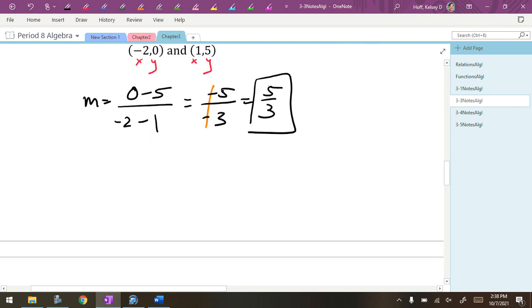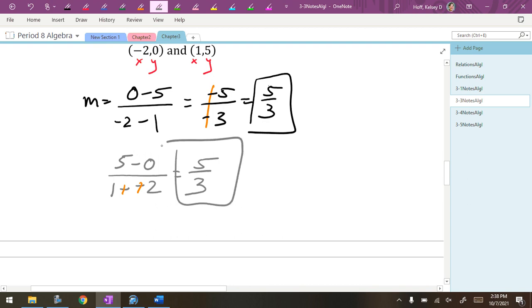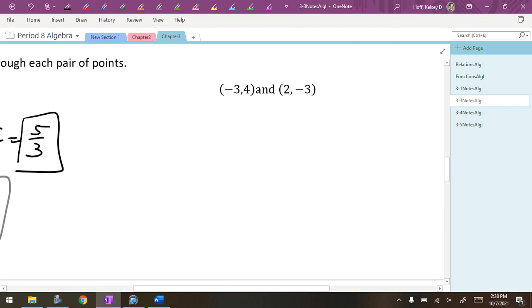Now, I just want to show you when I say it doesn't matter which one you start with. If I would have started with 5, still a y value, right? 5 minus 0, what would my x value that I start with be then? 1 minus -2. 5 minus 0 is 5. When you subtract the negative, what really happens here? Add a positive. 1 plus 2 is 3. Can you simplify? In that case, no. So no matter which way you do it, as long as you start with the same x and y. Try the next one on your own. Find the slope between -3, 4 and 2, -3.